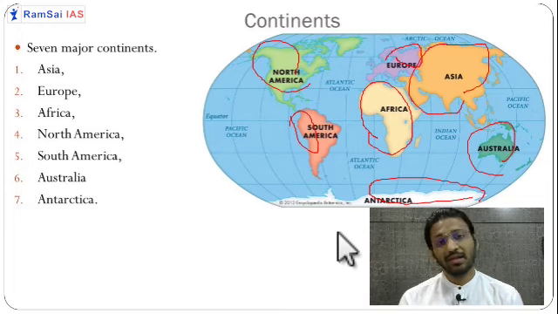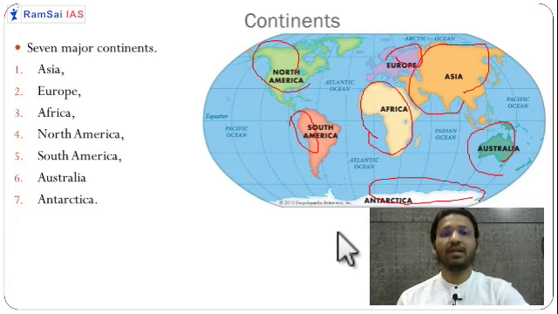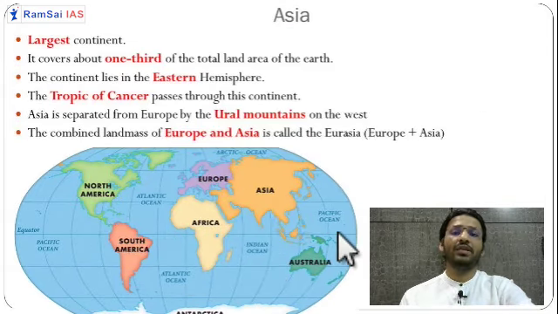Now let us understand the characteristics of these continents one by one. These characteristics can be asked in our exam, so it is very important to remember them. The first important continent is Asia.